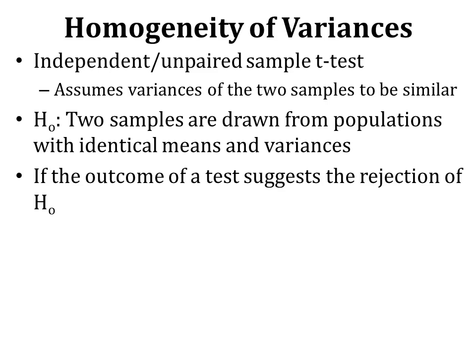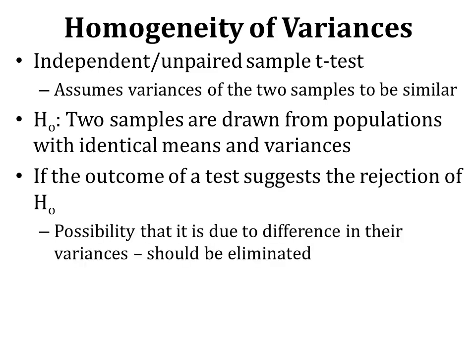So if the outcome of a test suggests the rejection of the null hypothesis, then the possibility that it is due to difference in the variances should be eliminated. Because it is quite possible that if one of the populations has a larger variance and the other population has a smaller variance, then the difference in their mean values is because of that difference in the variances.